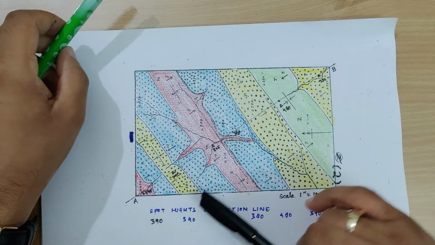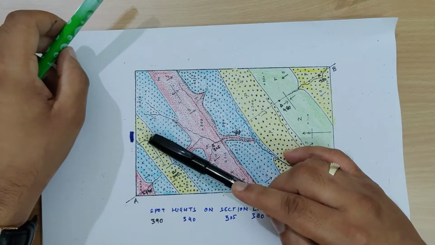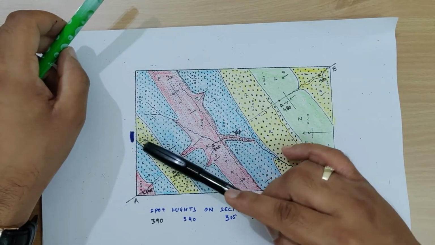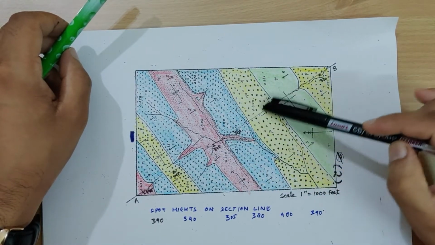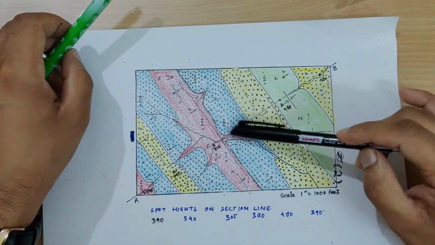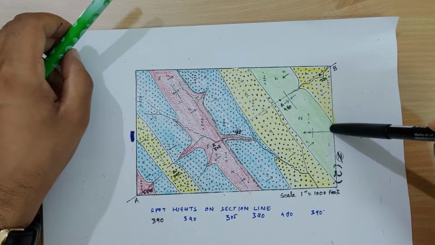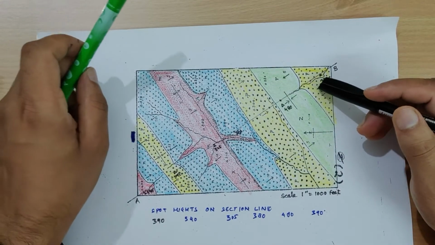This is 580, this is 578, and this is 600 feet. So the maximum value is 600 feet and the minimum value is 300 feet. So relief is varying between 300 feet and 600 feet. Then after the relief variation, let's try to interpret the structures.